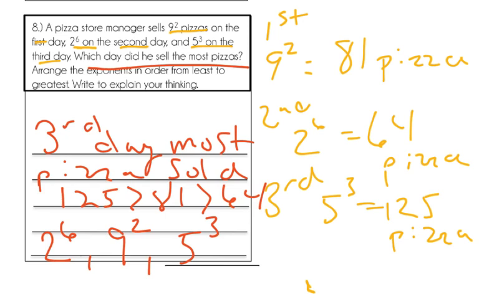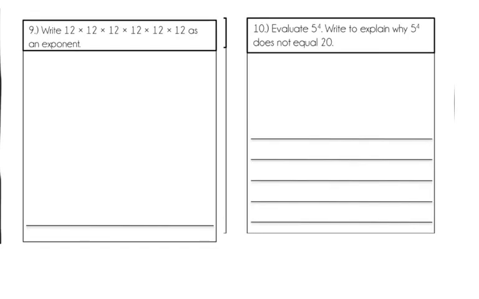You should pause the video, make sure you get all of your work done. Okay, then finally you have 9 and 10 left. I believe you can solve these on your own. So number 9 wants you to write that expression, 12 times 12 times 12 times 12 times 12 times 12, using an exponent. You should be able to do that. You can use your notebook if you need to. And then number 10 wants you to evaluate, which means solve, 5 to the 4th power. And it also wants you to explain why 5 to the 4th power does not equal 20. So you are going to explain on number 10, okay? So you're going to go ahead and finish up questions 9 and 10, and then you need to turn that in.